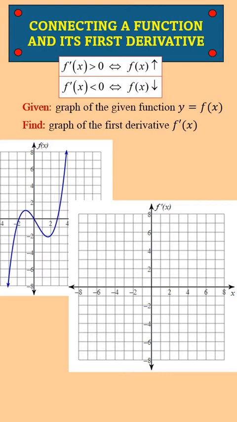If the derivative is positive, our function increases. If the derivative is negative, our function decreases. In the inverse situation, if we have, for example, a function increasing, the derivative would be positive. If our function is decreasing, the derivative must be negative on this interval.